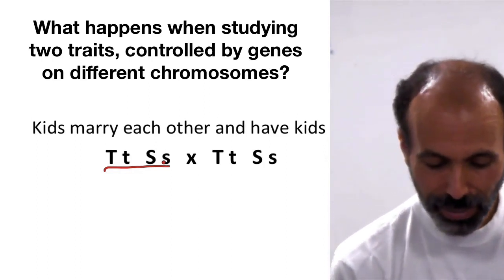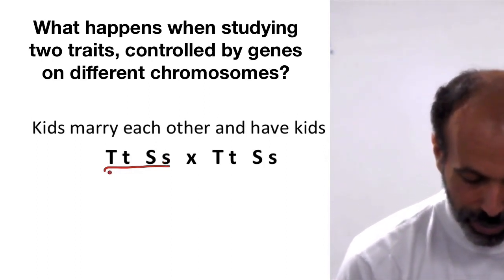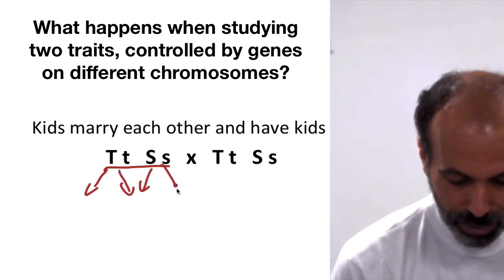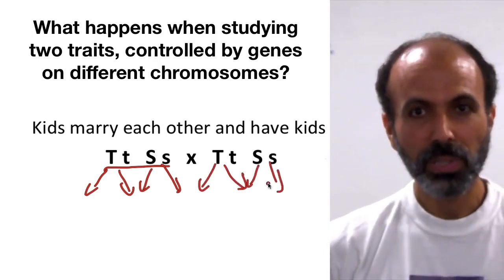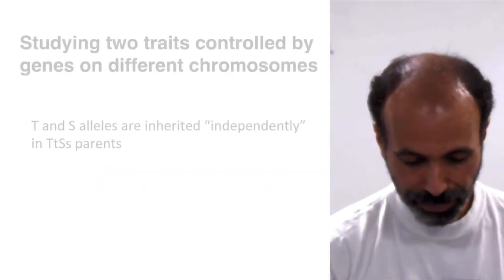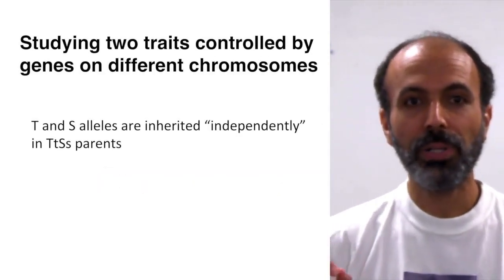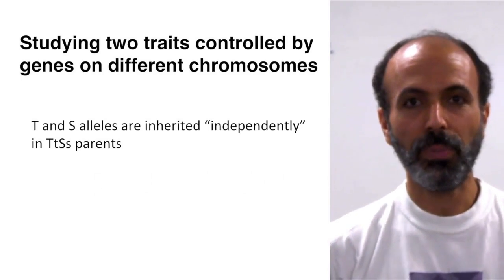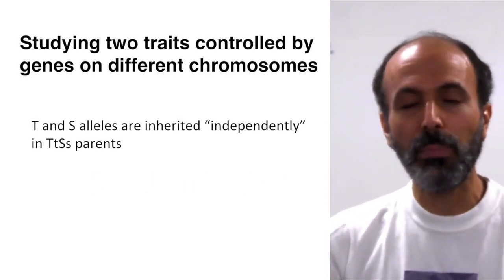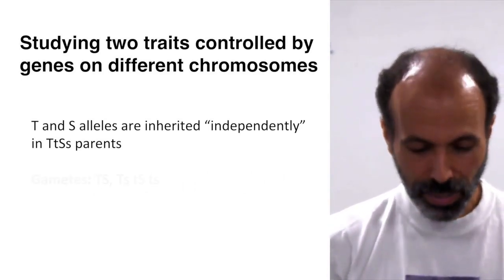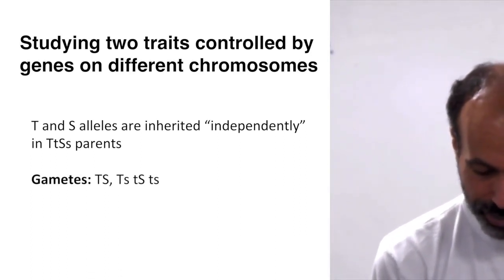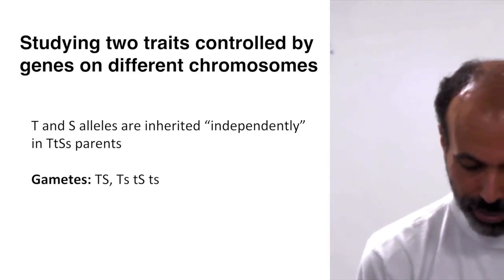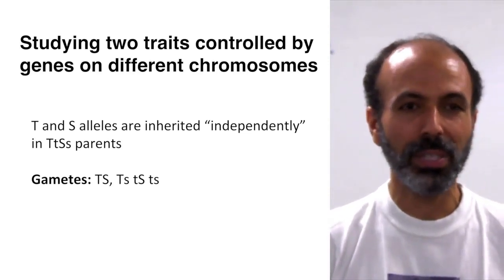Well, the kids can give different alleles, right? This boy right here could give his big T or he could give his little t. He could give his big S or he could give his little s. And the same thing is happening with the girl here. So it's a little bit more complicated what's going to happen. These T and S alleles are going to be inherited independently from the parents. If you give the big T, you're not more or less likely to give the big S or the little s. So I showed here on this picture 4 possible gametes: big T, big S; big T, little s; little t, big S; and little t, little s. Those are the 4 possible gametes you can give.